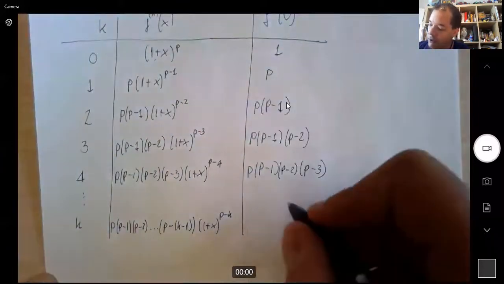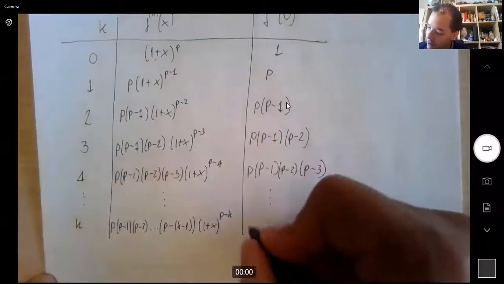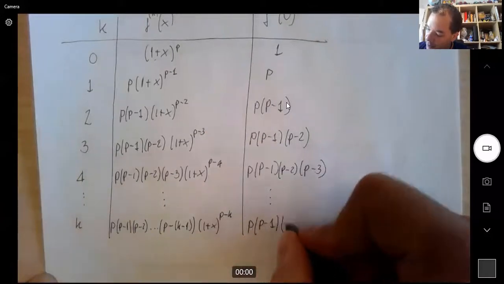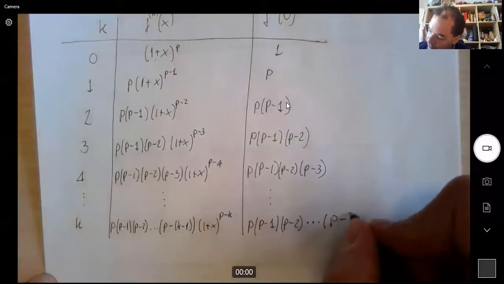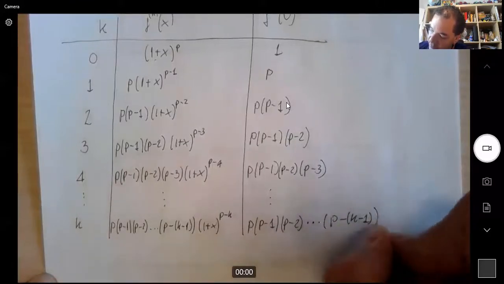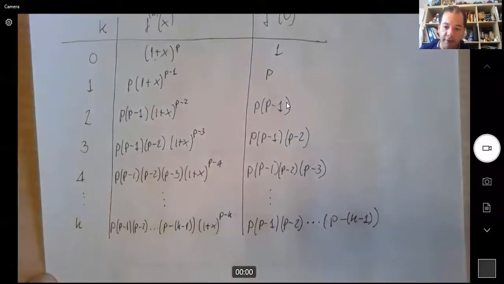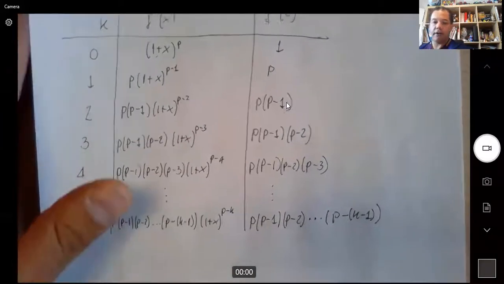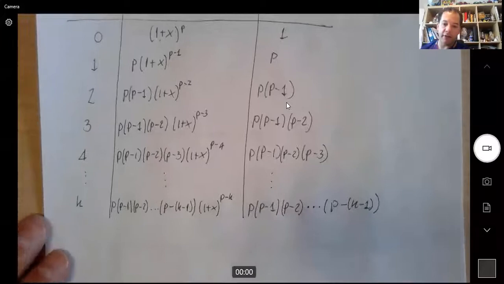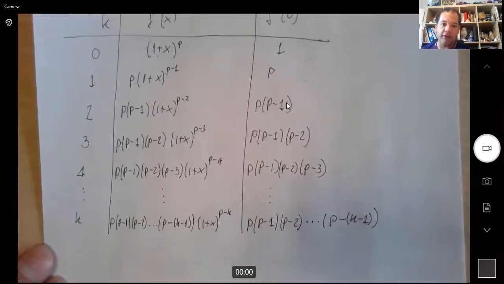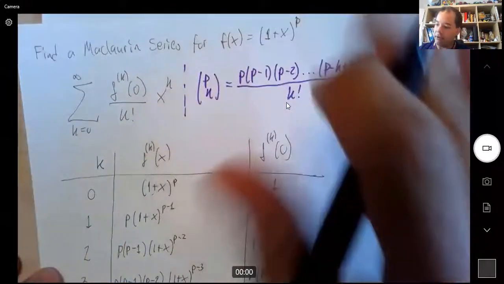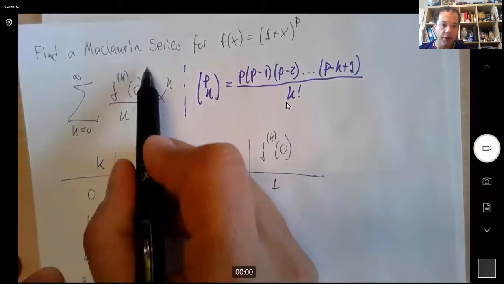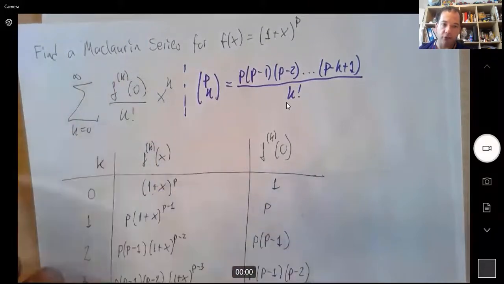And then when we plug in 0, it's going to be p(p - 1)(p - 2)..., all the way to p - (k - 1), where we stop at one less. Is that clear? Yes? All right. So we got the pattern. And now let's just put all the ingredients together, right? Let me go back a little bit and show you what we need to do. So we discovered what this number is. So we just need to plug it in here and divide by k factorial, right?